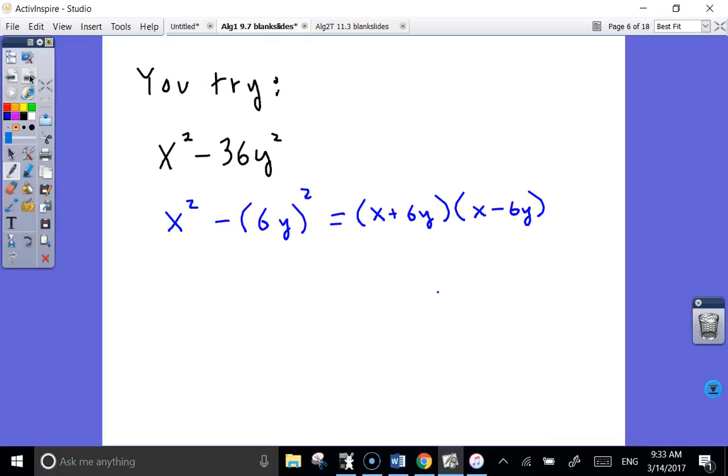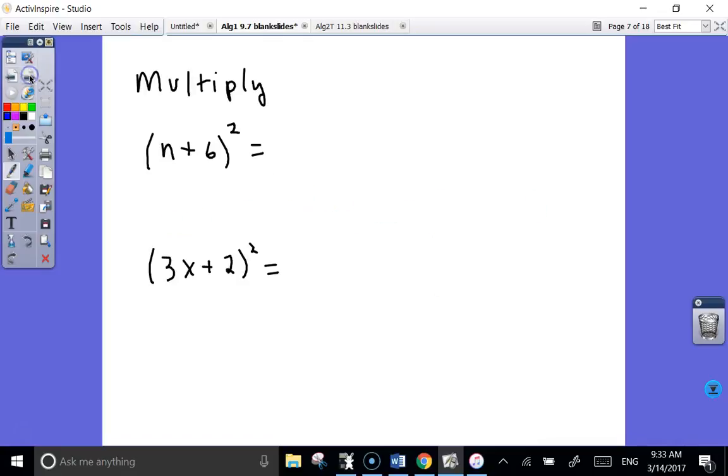You could have had something like 49x squared minus 36y squared. Okay, that's about it. If you see this as not complicated, that's a good thing. For some, it is complicated.